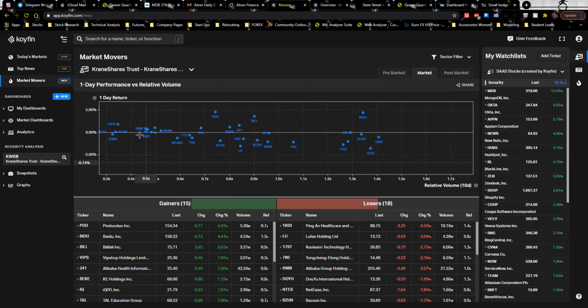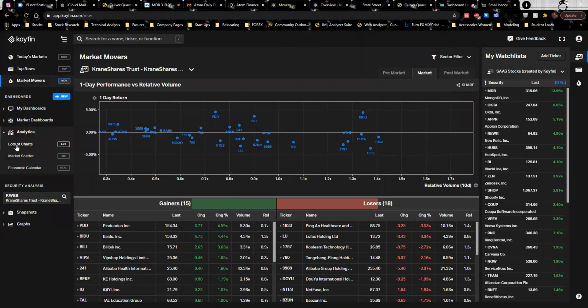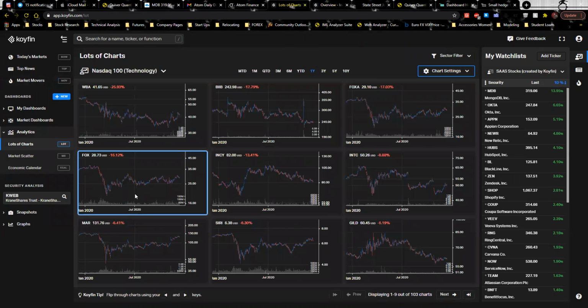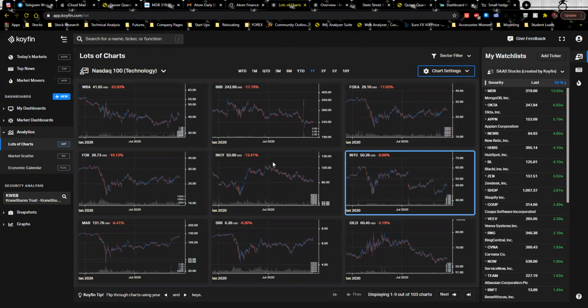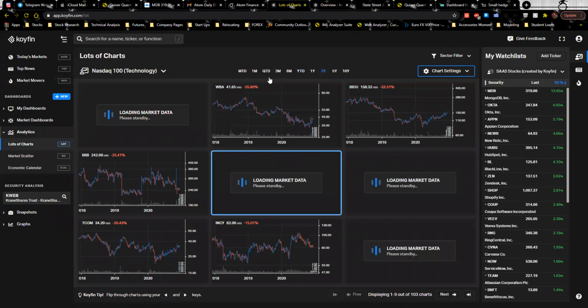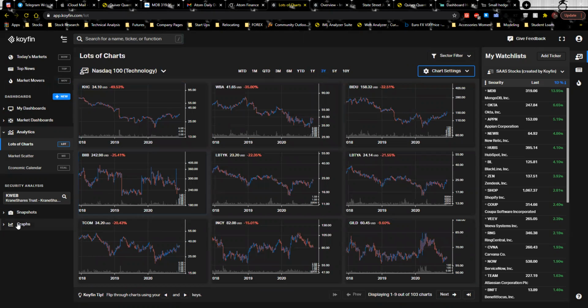Another dope thing I like using here is when I want to get down to some analytics. I can bring up a lot of charts and look at a lot of stocks, securities, at the same time. Look at it from a one year performance, what's going on from the year to date performance, what's going on from a three year performance.